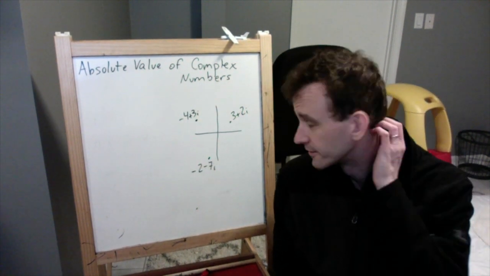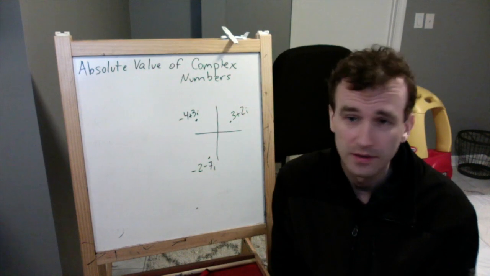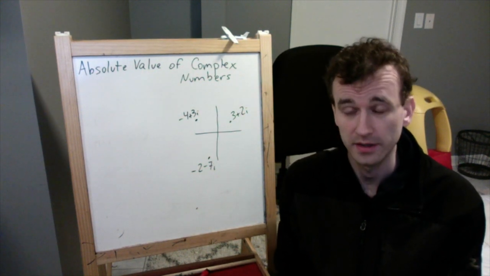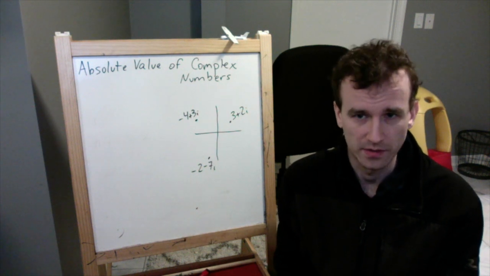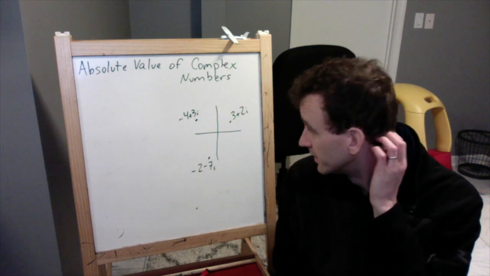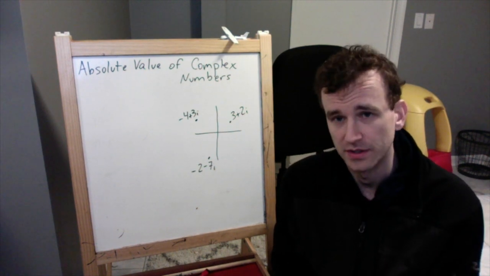Absolute value of complex numbers. Now you might wonder, what does that mean? Well, the absolute value of a real number is its distance from zero on the number line. Likewise, the absolute value of a complex number is its distance from the origin.